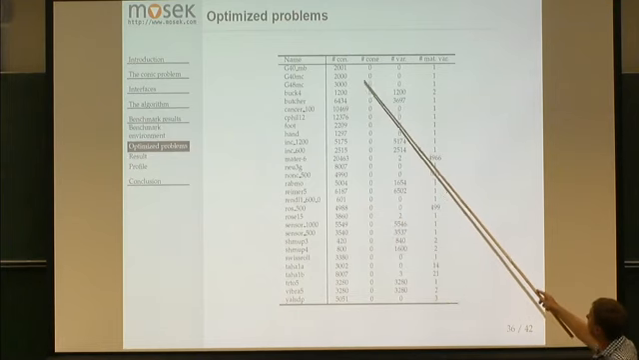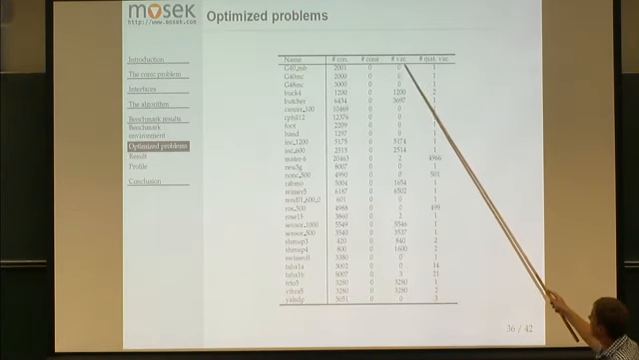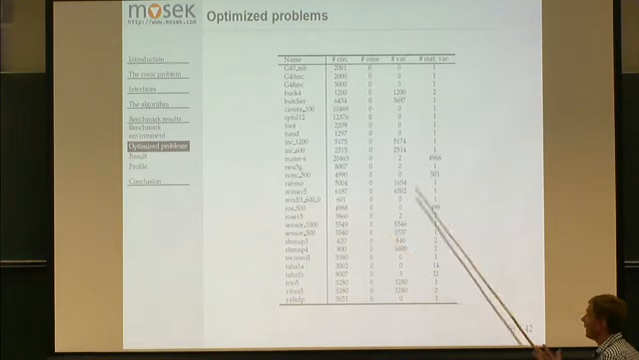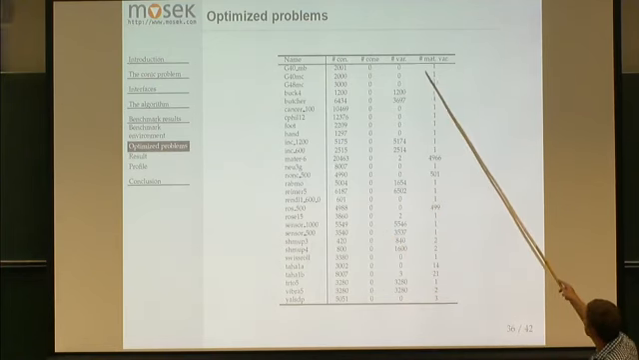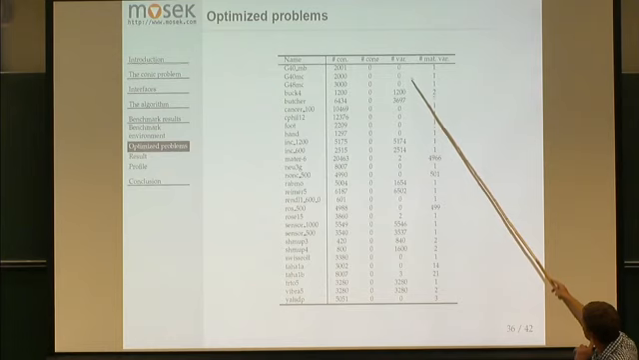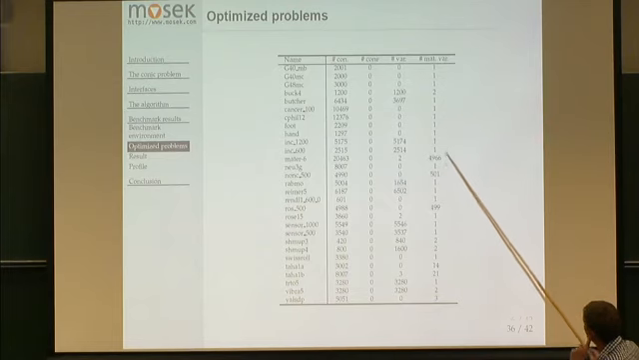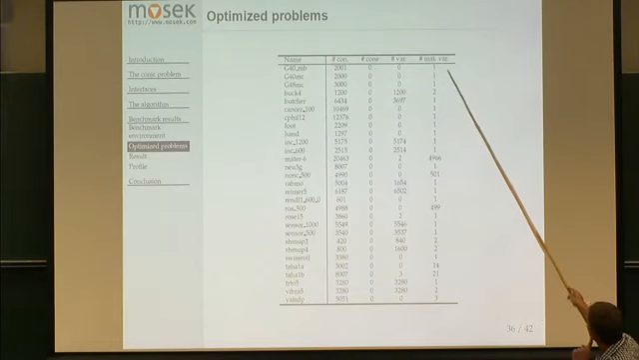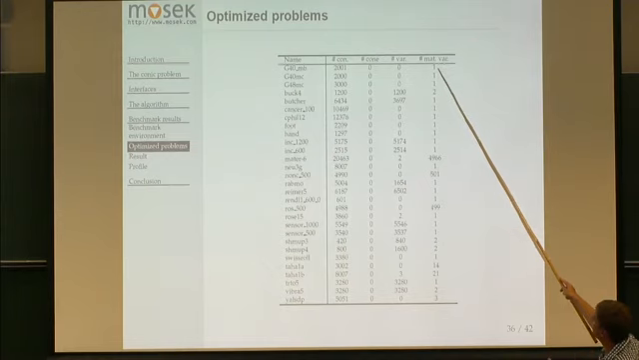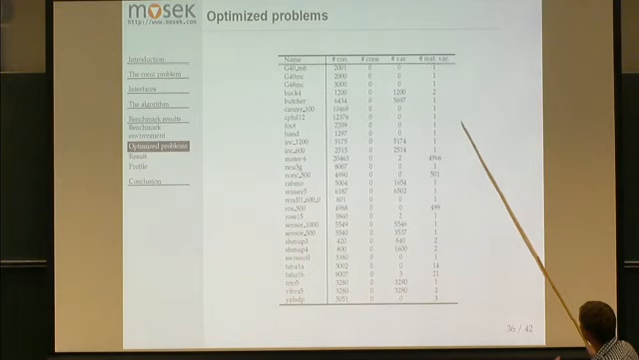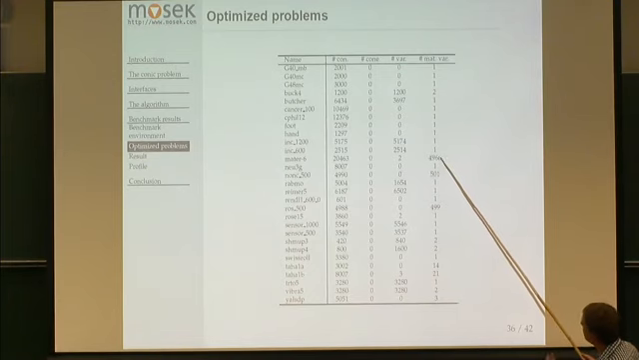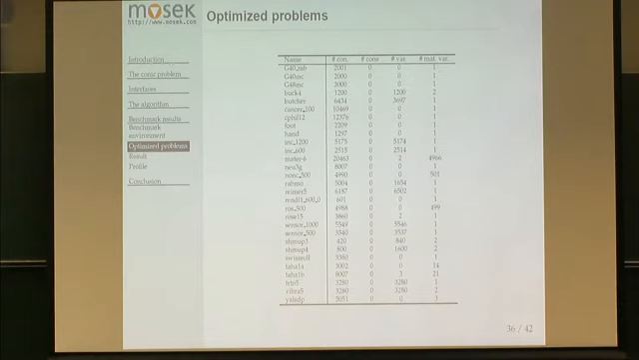And here are the number of constraints, the number of quadratic cones. There are no quadratic cones in these problems. This is the number of scalar variables, and this is the number of matrix variables. Here they only have one big semi-definite variable. Here they had a lot of probably smaller semi-definite variables. So these are small to medium-sized problems, I think.